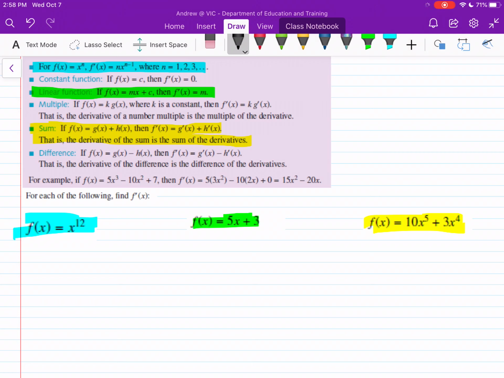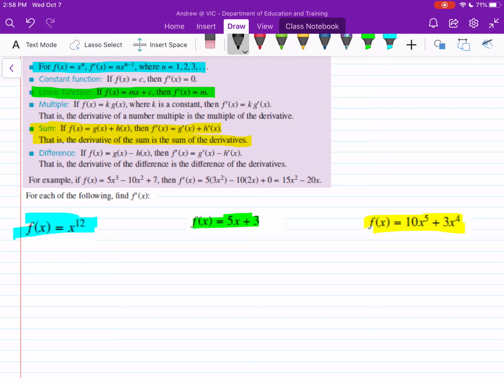G'day everyone, in this video we're going to be looking at how to differentiate polynomial functions. So just having a bit of a look, I've got some rules here and I've highlighted what is relevant to each type of question that we're going to be looking at here. So we'll just get straight into it.